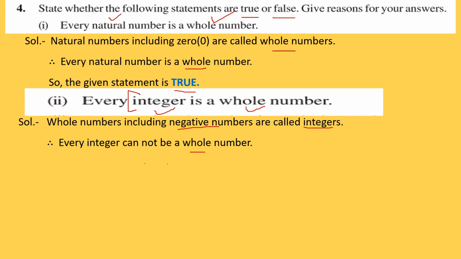If I say minus 3 is an integer, right? But is minus 3 a whole number? No, because here integer is a bigger term. So the given statement is false.